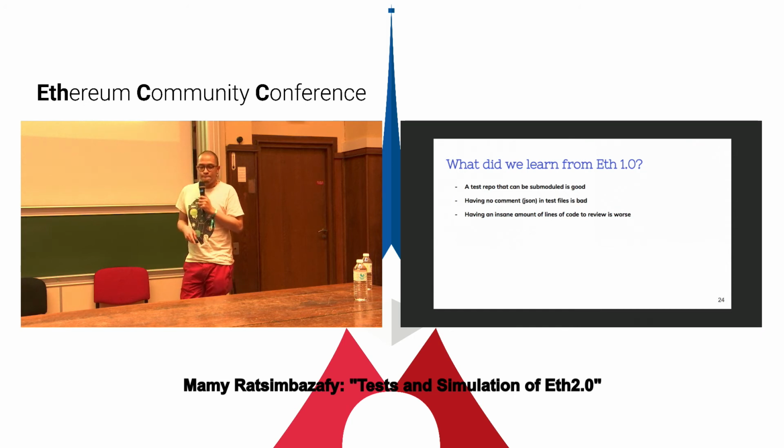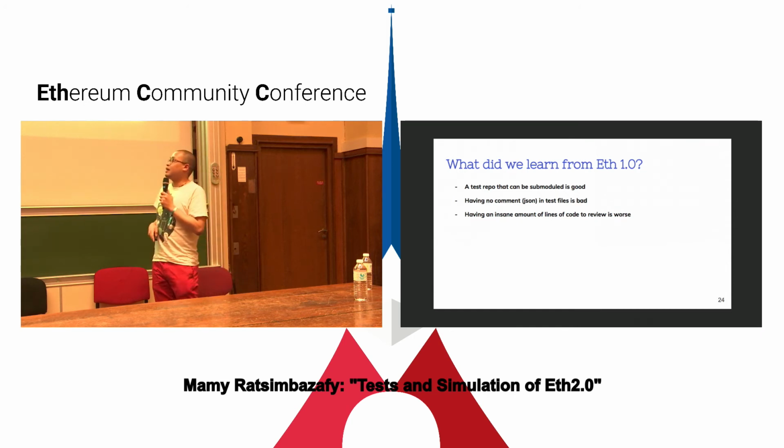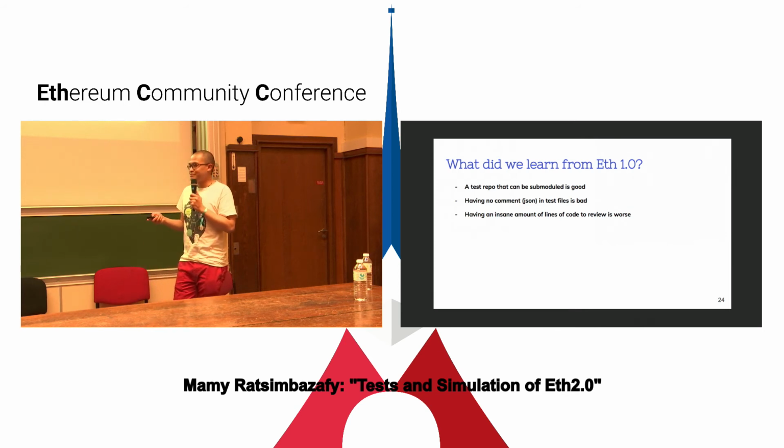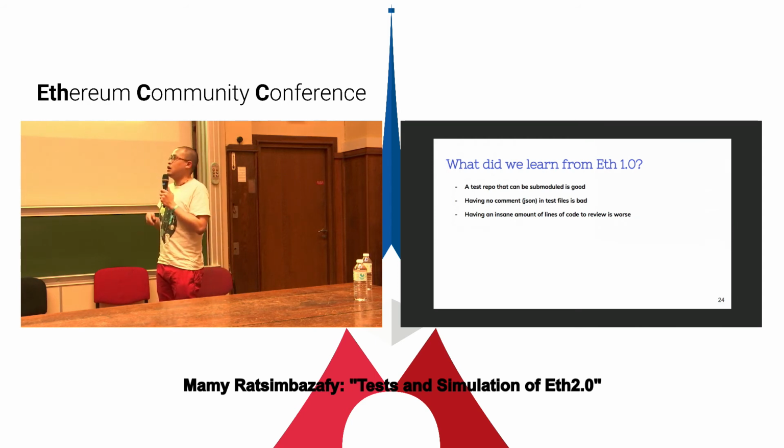Now, Ethereum 1 helped us a lot to not redo the same mistakes as before. One thing that was really helpful as the Ethereum 1 implementer was having a test repo that we could submodule, so we could just extract the testing. It was in JSON for Ethereum 1, which is very nice to work with in an automated way.